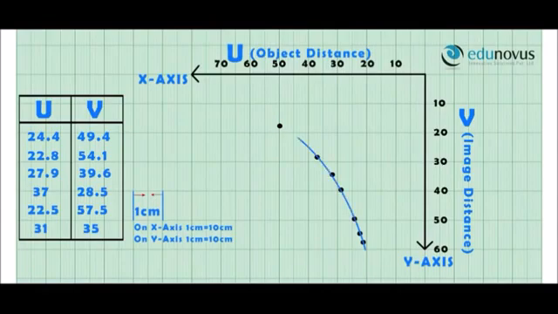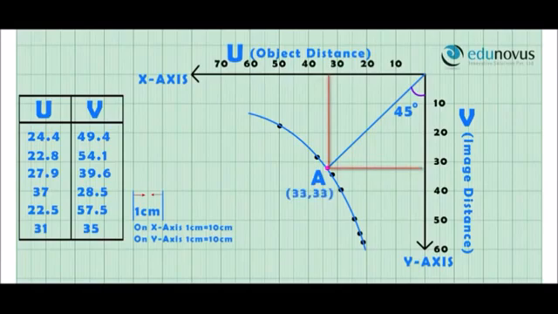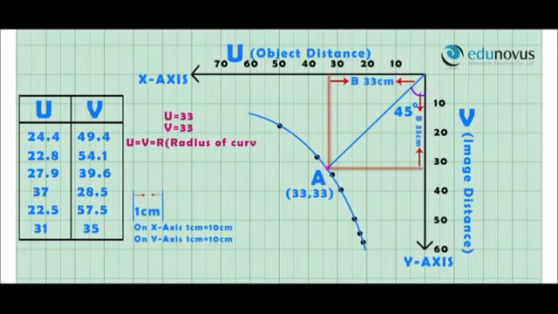Join all the points. As you can see, the graph comes out to be a rectangular hyperbola. Now, we draw a straight line from the origin, making an angle of 45 degrees with both axes. This line meets the curve at a point A. Two perpendiculars are drawn from A onto the x and y axes. The x and y coordinates of A are the same. u is equal to 33, v is equal to 33. Therefore, u is equal to v is equal to R, which is the radius of curvature.